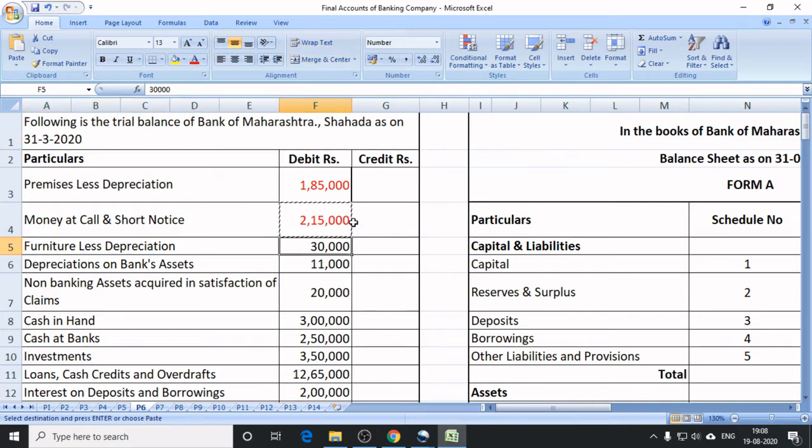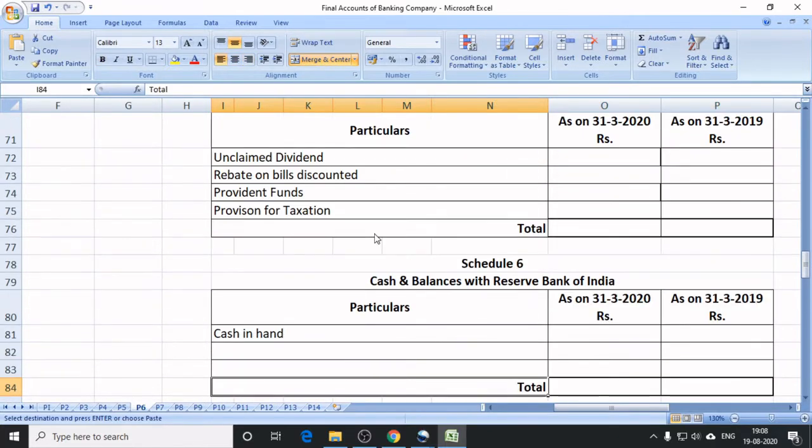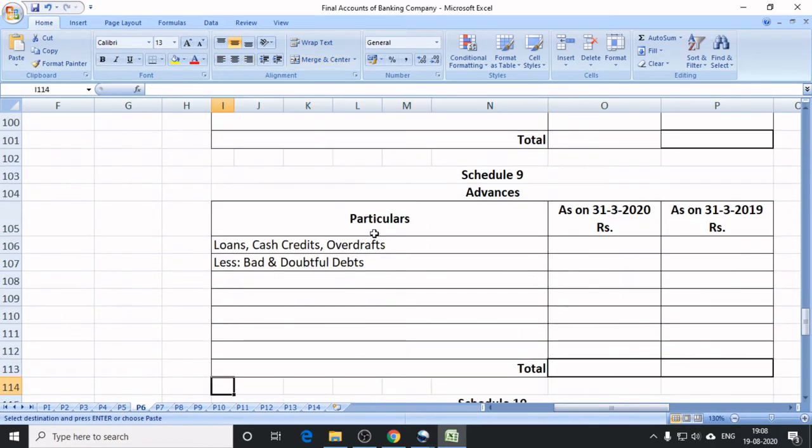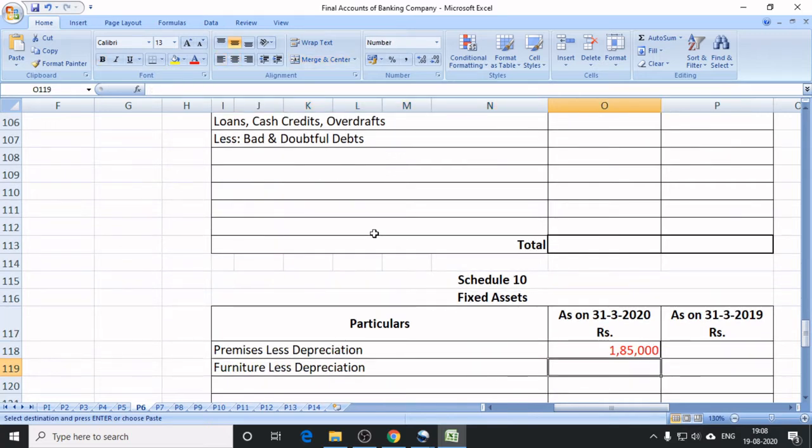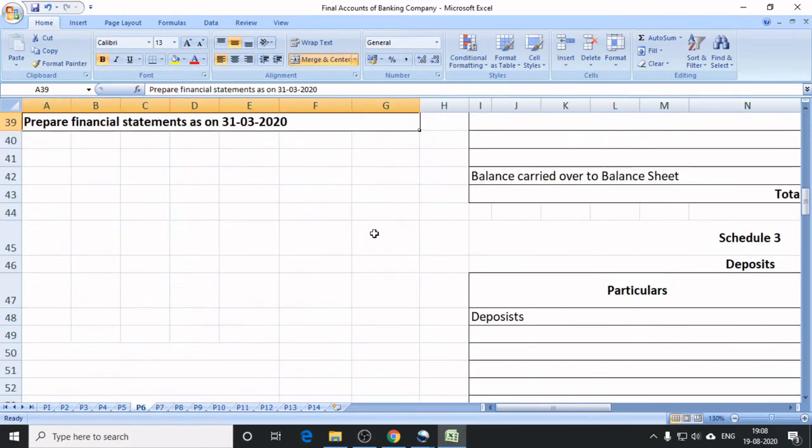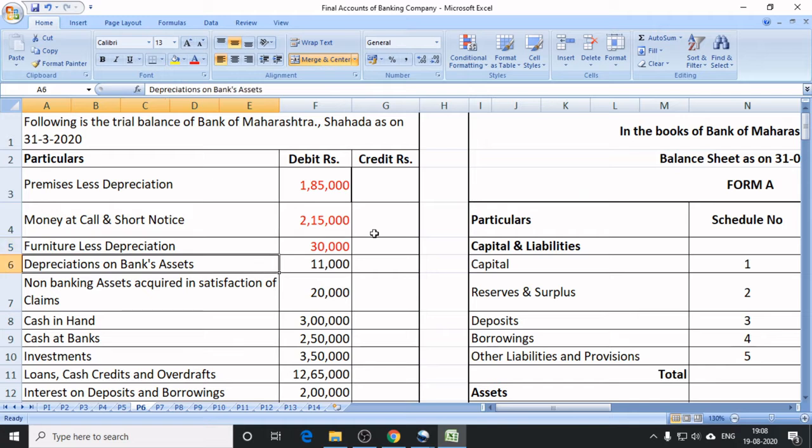The next is furniture less depreciation. The depreciation is already charged on the furniture, I mean to say, it is already deducted from the value of furniture. And we must show it under schedule number 10, that is furniture, a fixed asset. I think, if I'm not wrong, the value is 30,000. I'll check it. Yes, 30,000.